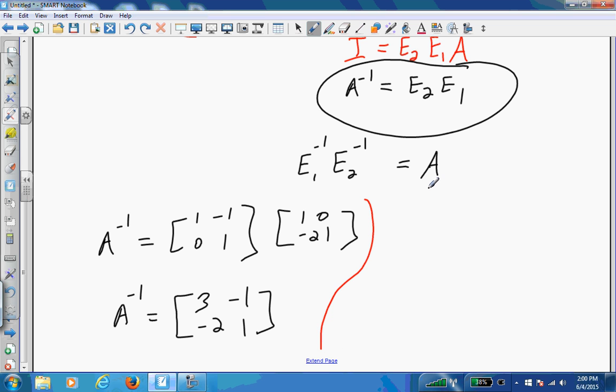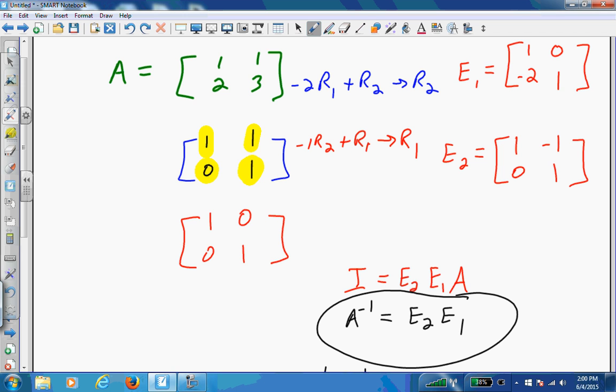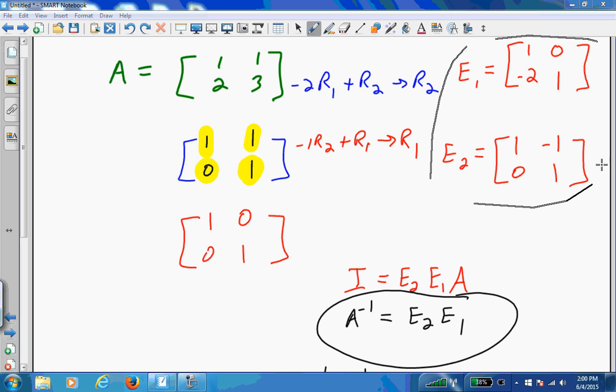Now if we want A, we need to take the inverse of each of our elementary matrices and multiply those out. So we need to list the inverse of each of these.